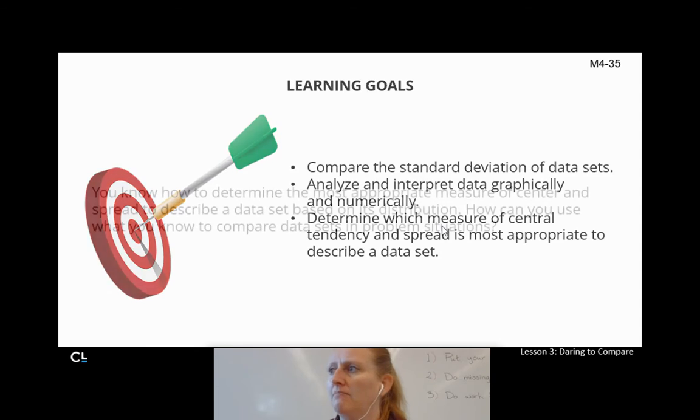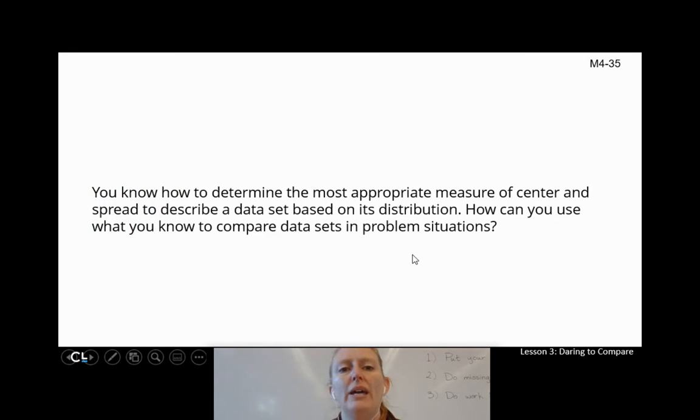You know how to determine the most appropriate measure of center and spread to describe a data set based on its distribution. If it's skewed right or skewed left, we should be using the median, so we should also be using the interquartile range. If it's symmetrical, we should be using the mean, which means we should be using the standard deviation to describe the spread. So how can you use what you know to compare data sets in problem situations?